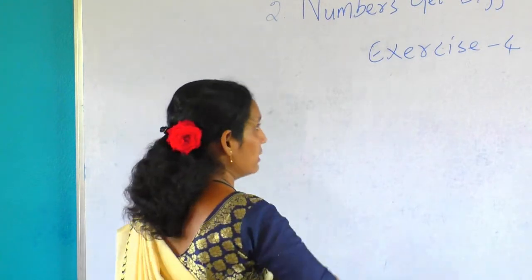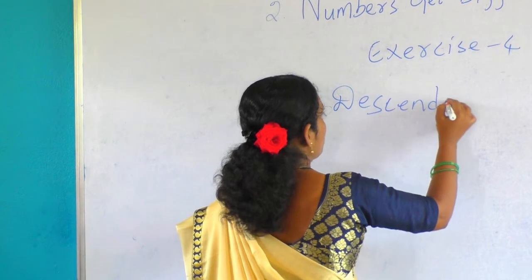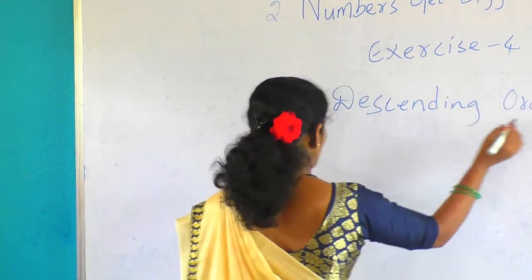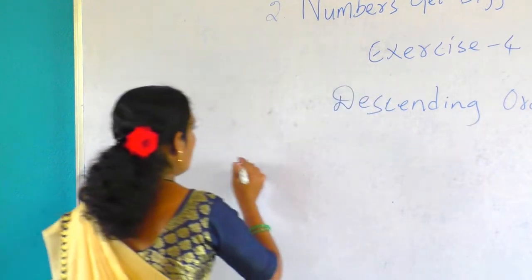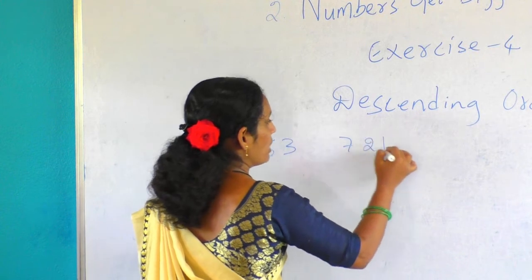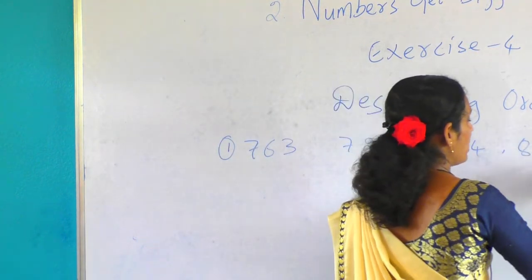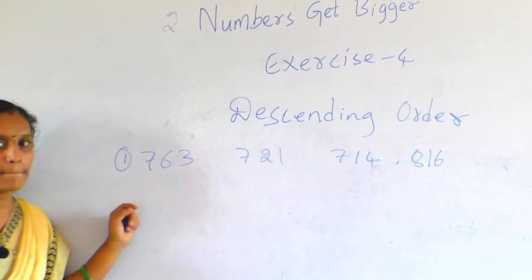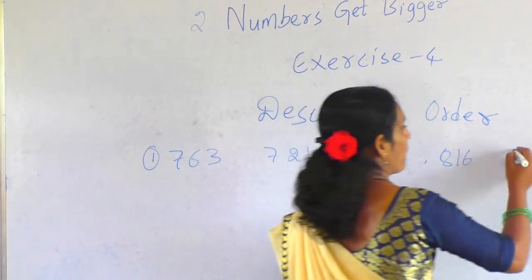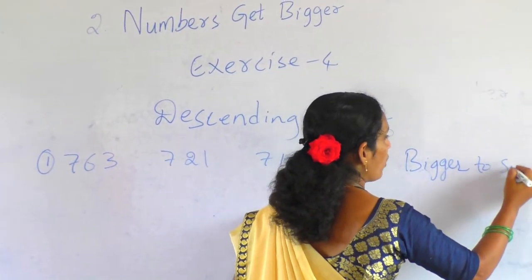Descending order. Here I will write 763, 721, 714, 816. This is descending order. Descending order means bigger to smaller number.